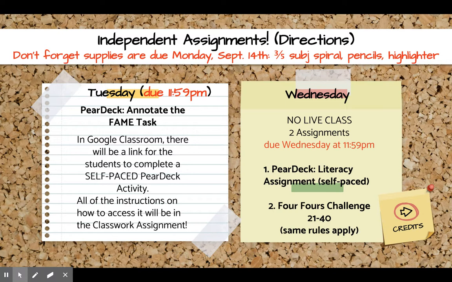Wednesday, remember there's no live class. However, you will have 2 assignments that are due by 11:59 on Wednesday. These assignments will be available on Tuesday, which is today. So if you complete them today, then you won't have any work to do tomorrow. However, they are not due until tomorrow at 11:59 p.m. The first assignment will be another short Pear Deck assignment about literacy, and then you're going to do part 2 of the 4 fours challenge.